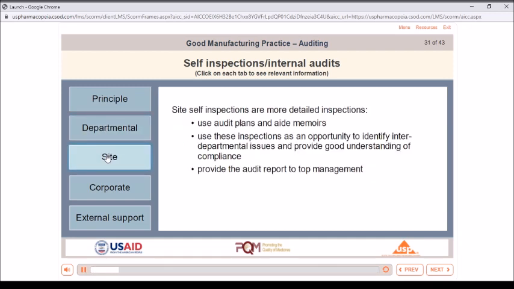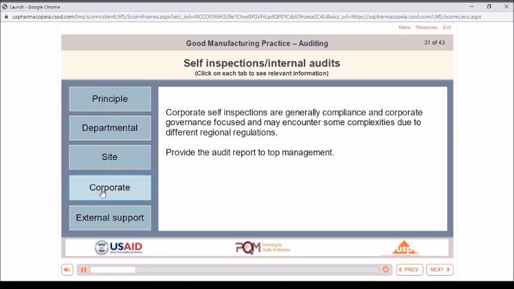Site. Site self-inspections are more detailed inspections. Use audit plans and aide-memoires. Use these inspections as an opportunity to identify interdepartmental issues and provide good understanding of compliance. Provide the audit report to top management.